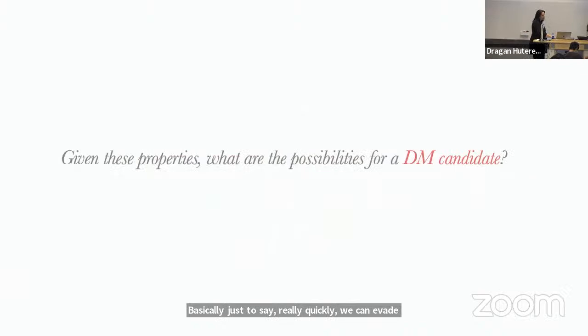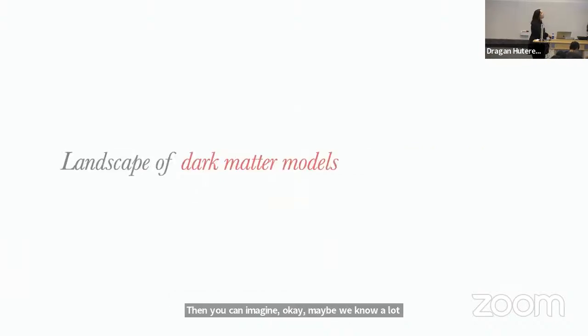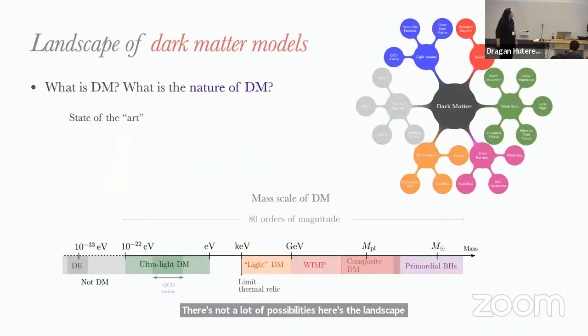So given all these properties, what are the possible candidates for dark matter? Then you can imagine, okay, maybe we know a lot about dark matter, so there's not a lot of possibilities. Here's the landscape of dark matter candidates. They span all the bounds we just talked about. We can invent a mechanism for whatever mass you want, given all the limitations and all the properties we had. And this is the landscape.